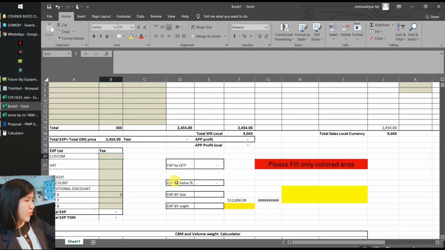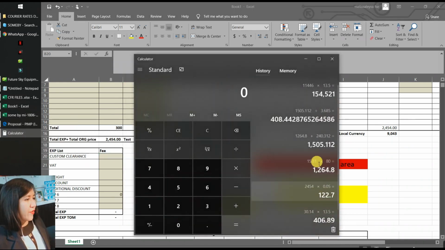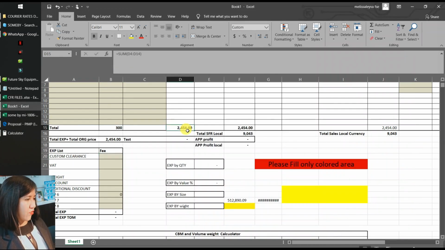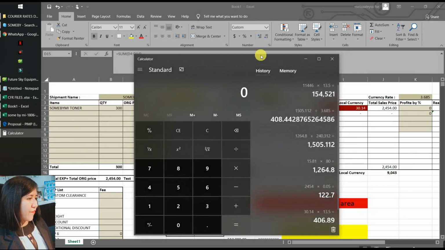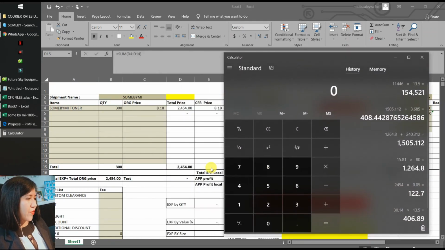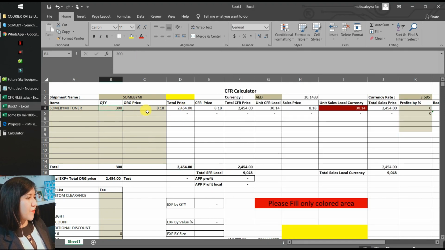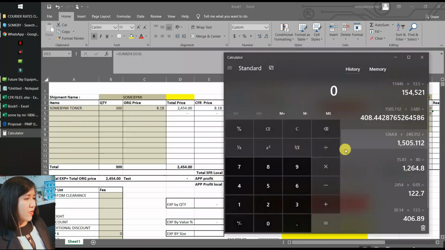What will be the possible charges? The first one is customs clearance. Customs clearance in Dubai is a maximum of 5%. It can be 1%, it can be 0%, but it depends. So let's just assume that it's going to be 5%. Let's use the calculator here. 5% of which amount? 5% of the total: 300 pieces times 8.18 per piece is 2,454.